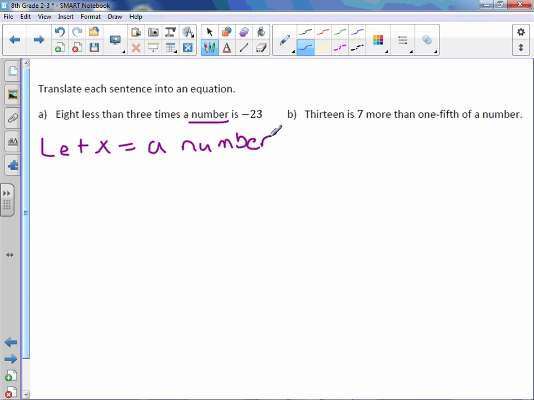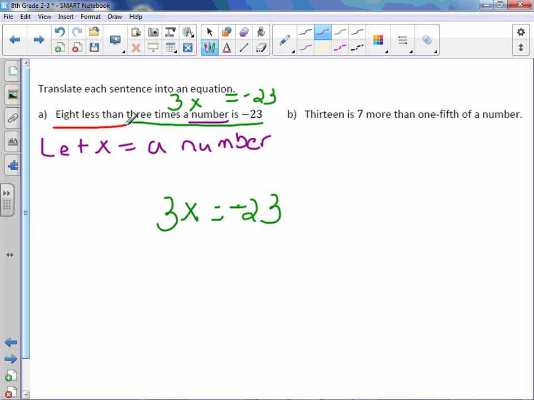8 less than 3 times a number. Well, I know that 3 times a number is 3 times x. I also know that the word is means equals. So this last part, 3 times a number is negative 23, is 3x equals negative 23. However, the first part, 8 less than that, okay? Less than implies subtraction, but less than means I take the 8 and the 3x and switch them.